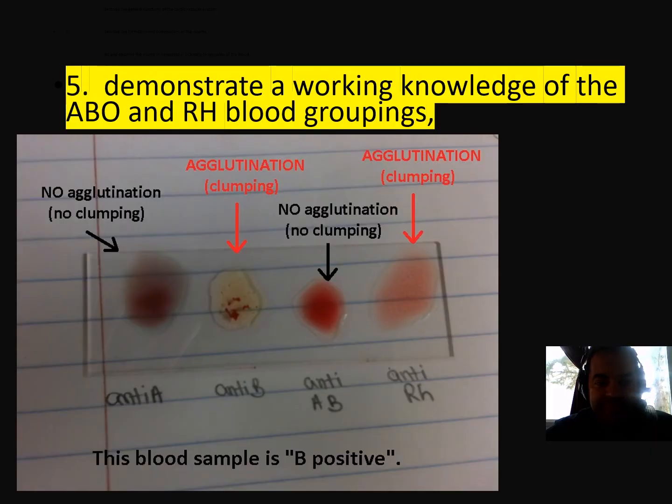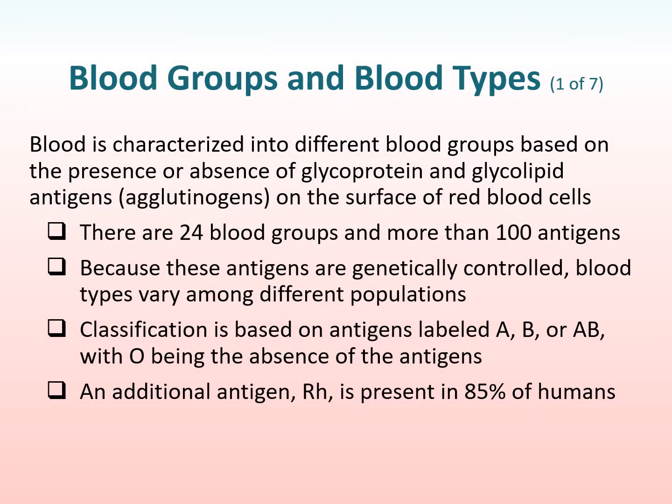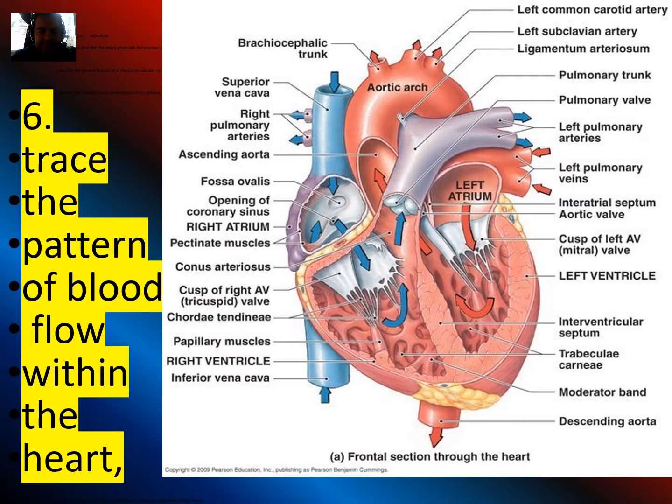Number 5, demonstrate a working knowledge of the A, B, O, and Rh blood groupings. About 85% of people are Rh positive, but about 15% of people are Rh negative. Let's look at the different blood types. 6, trace the pattern of blood flow within the heart.